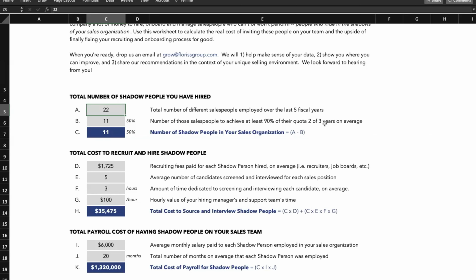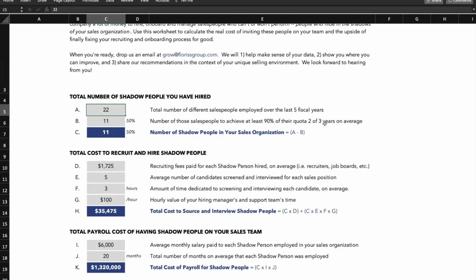And then there's this total cost to manage and develop our shadow people. So the manager's time invested each month to lead and develop. So we're thinking about developmental work and maybe some investment in training. Every organization is different in this regard. Many organizations invest very heavily in onboarding and training because their products are very technical. You'll want to account for that here.